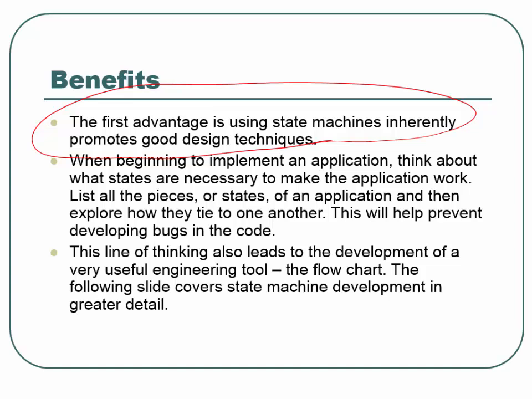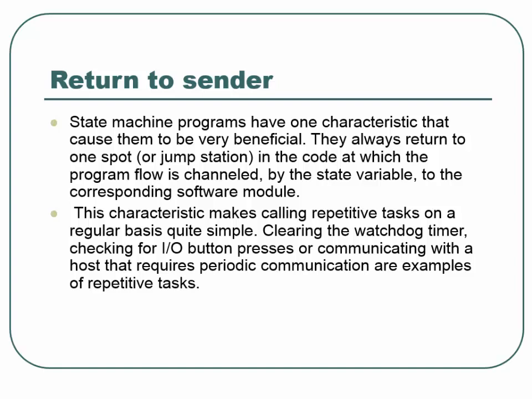This is a way of designing any type of embedded system where we have control. You think about what states are necessary. You list the states. And then you look at how they tie to each other, where you go from one state to the next state. So you come up with the flow chart. Now, they always return to one spot in the code. The one spot we're talking about in this particular case is the idle mode.